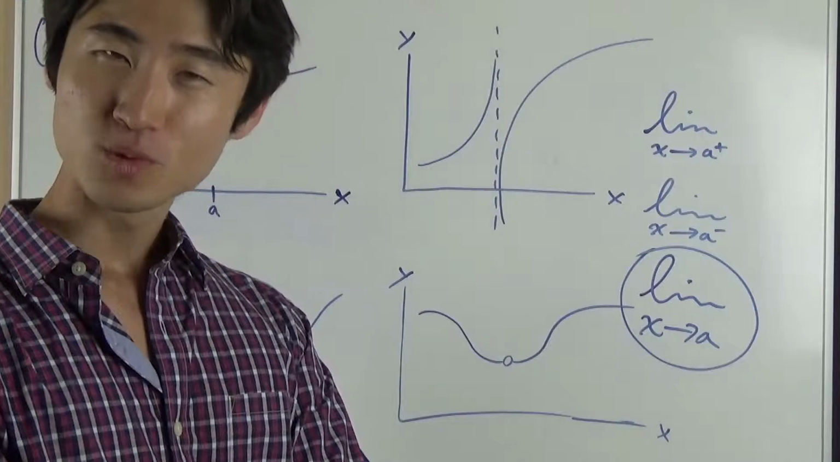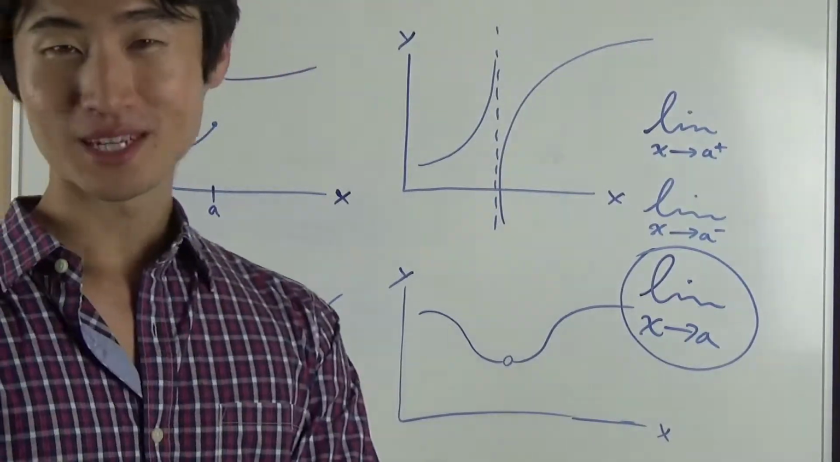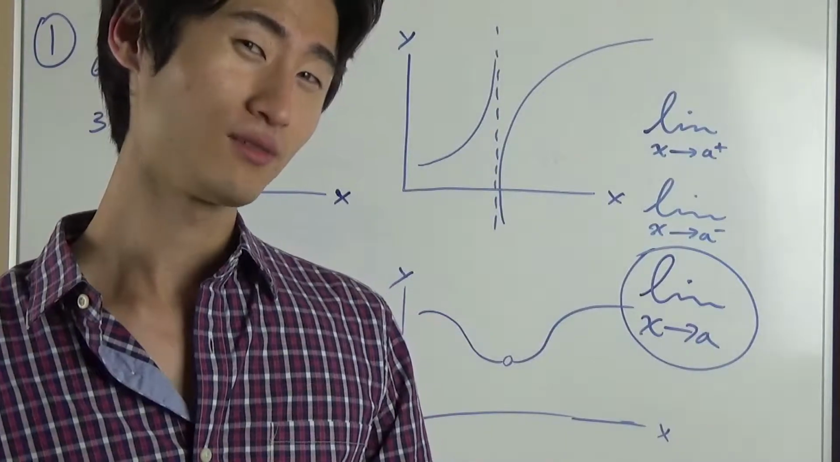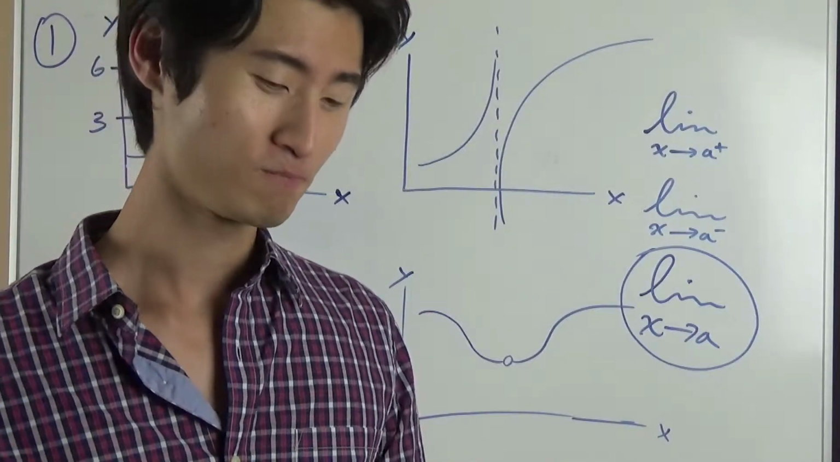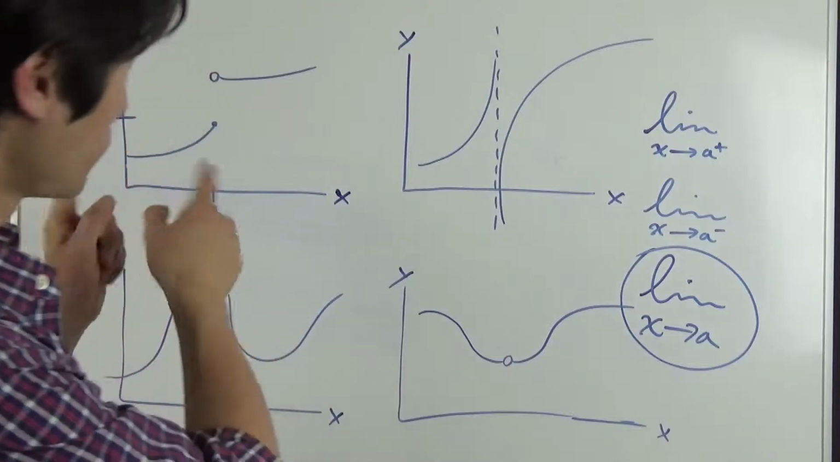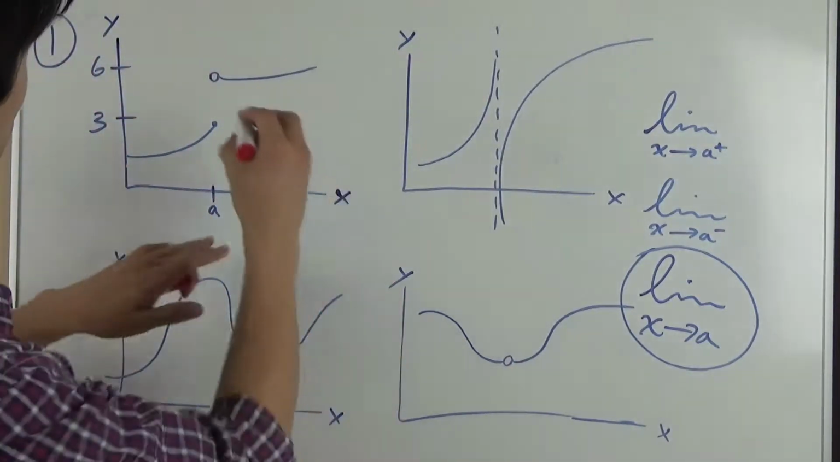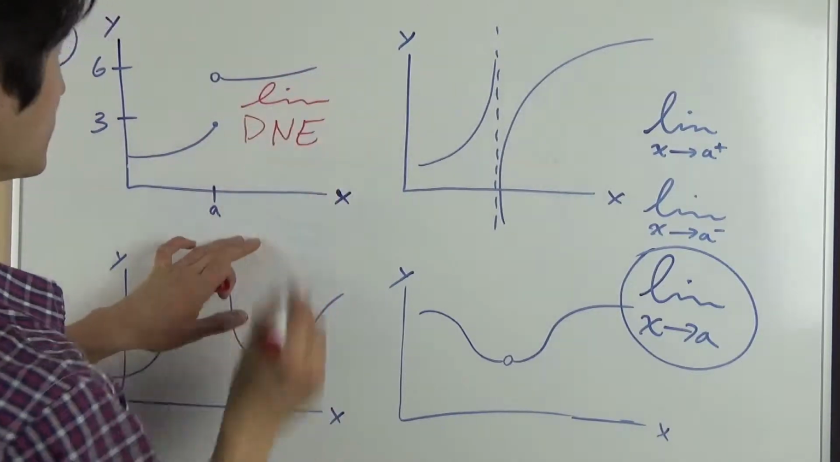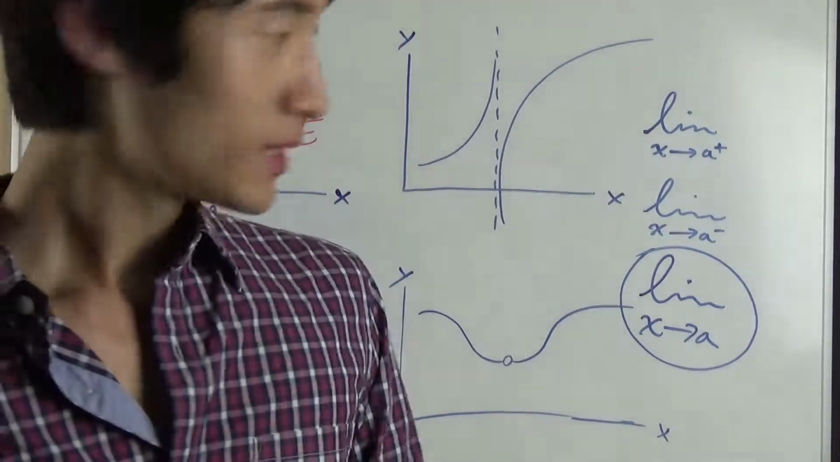So what does that mean? Well, it means that the limit as x approaches a, in this particular case, does not exist. So graphically, we say that the limit does not exist.